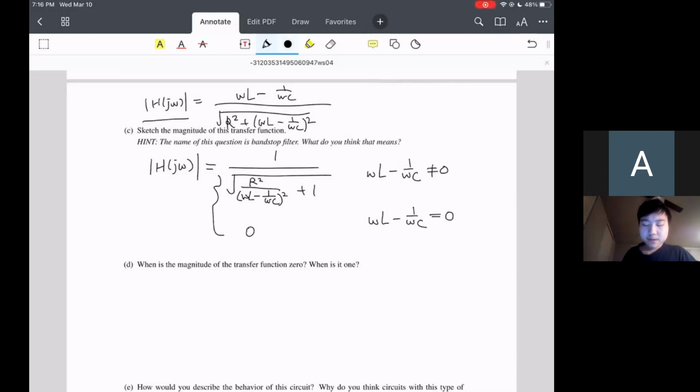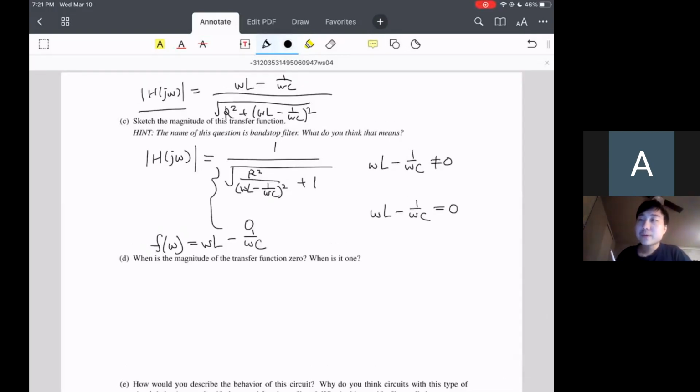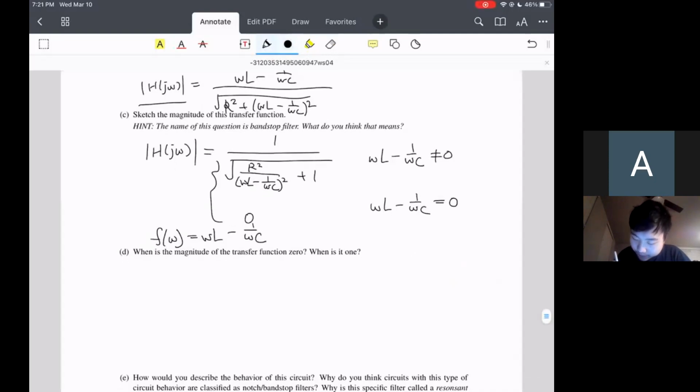Now, to analyze how this value is going to change as omega changes, we first try to analyze the behavior of the function f of omega, being equal to omega L minus 1 over omega C. The diagram for this function is going to look something like this. Imagine this is our omega, this is our y. This diagram is going to look something like this.